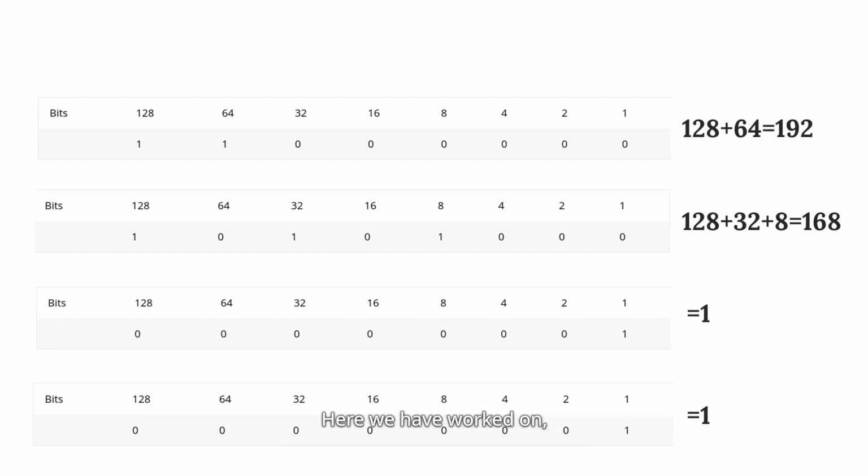Here we have worked on the first byte, that is 192. Second byte, that is 168. Third byte, that is 1. And last, fourth byte, that is 1. This gives us our IP, that was 192.168.1.1. Pause the video and carefully take a look at the conversion.